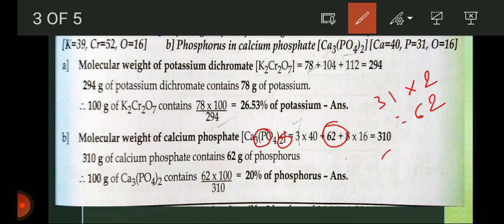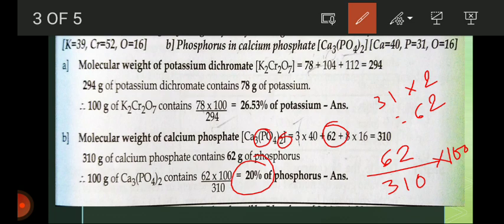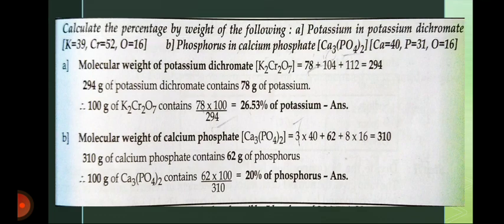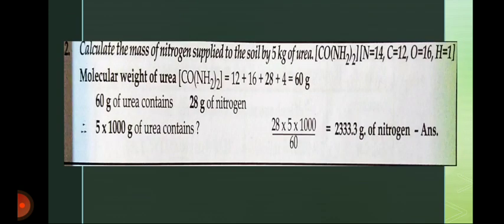Now 62 divided by 310 into 100. Simply by applying this formula, we can get the percentage, and the percentage that you will get is 20%. So by this, we can easily find out the percentage of any element in a compound. I think it is absolutely clear to all of you. Now let us move on to the next type.